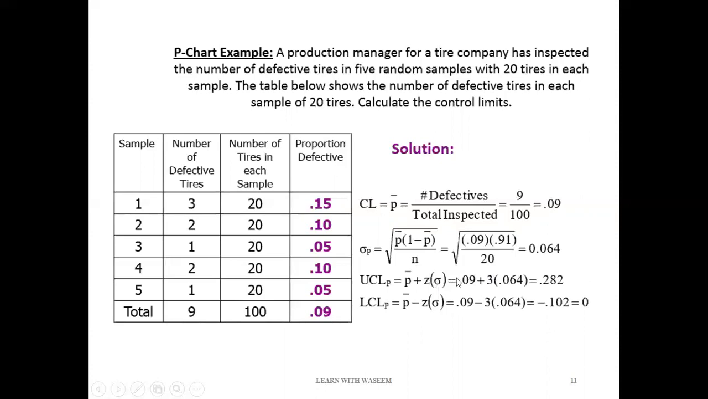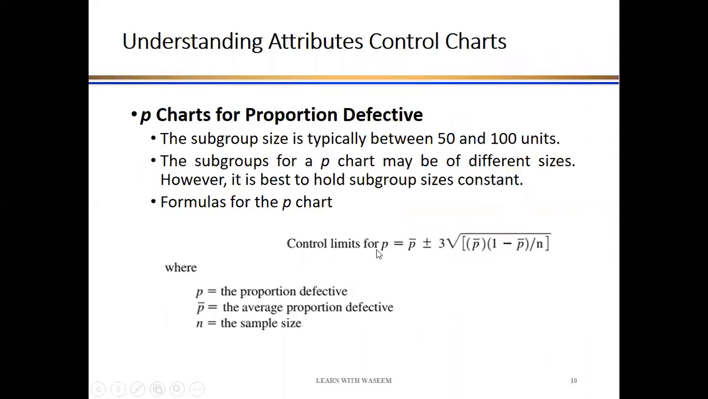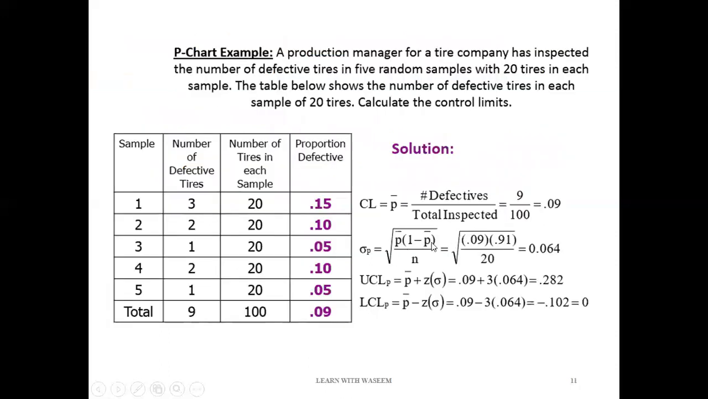I would like to mention one important point here. If you look at the control limits formula, it is P bar plus minus Z, where Z is 3, into sigma, and sigma is the square root of P bar into 1 minus P bar divided by N. We have already determined sigma, which is 0.064, and we put the value of sigma here, and the Z value is 3, so the upper control limit will be 0.282.